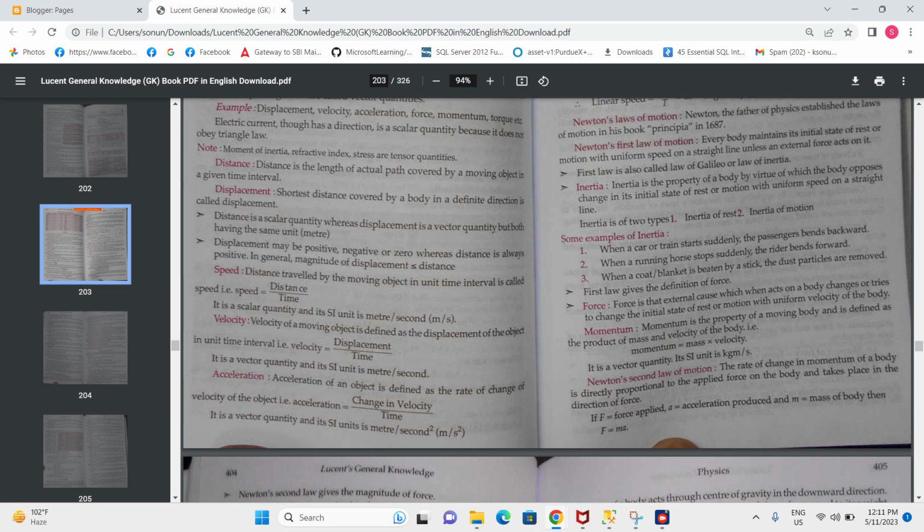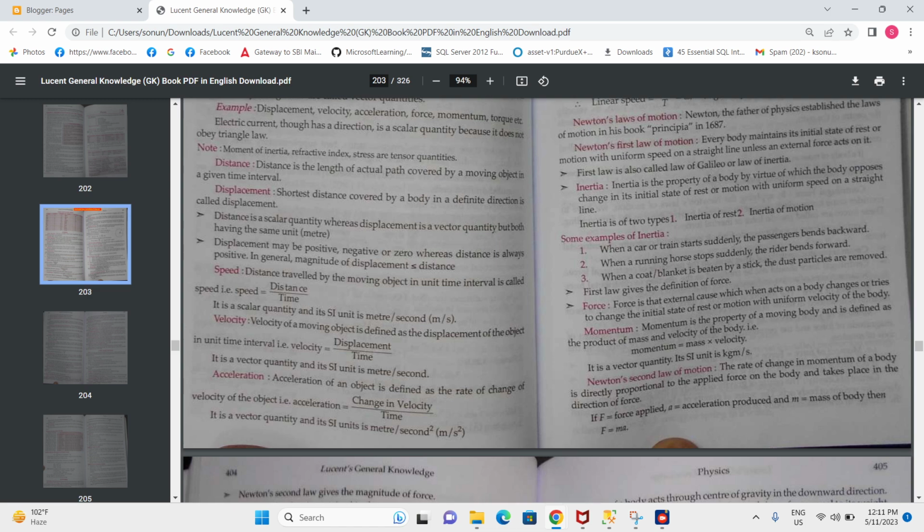Newton, the father of physics, established the laws of motion in his book Principia in 1687. As per me this is also one of the important questions. In which book has Newton mentioned his laws of motion? Book name Principia, and it was published in 1687. Now next is Newton's first law of motion. The question may be related to this concept.